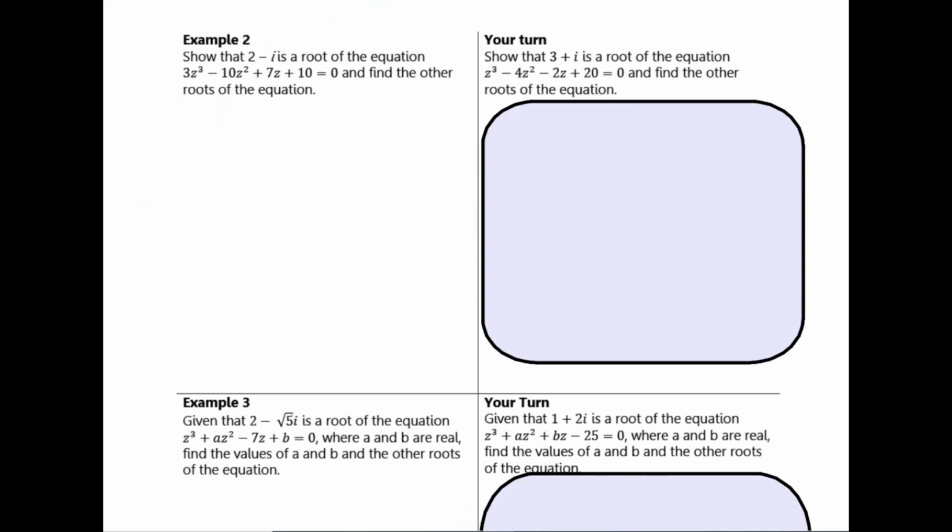First off, example 2 here asks us to show that this is a root of this equation. I'm going to call this f of z. We're going to use the factor theorem from single maths to show this. So all we need to show is that if I substitute in 2 minus i, I get 0.